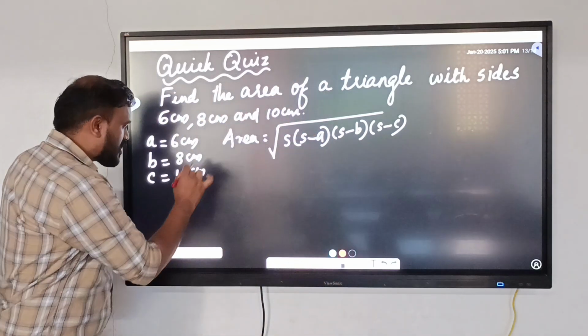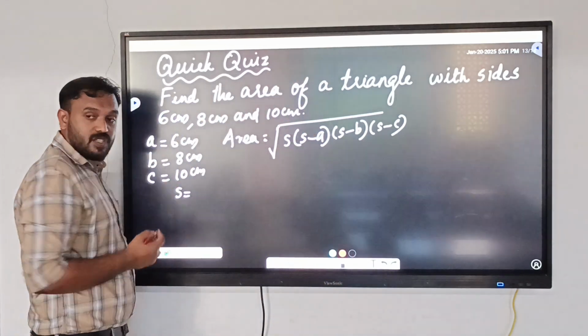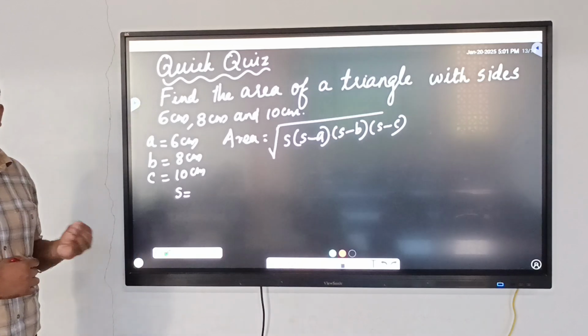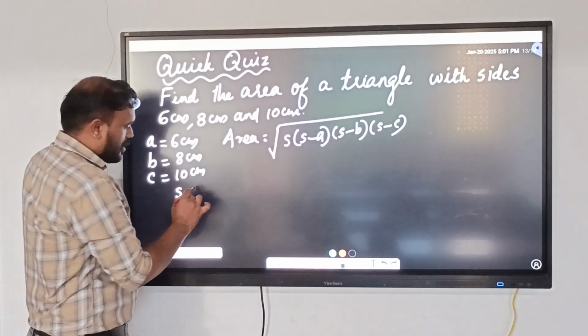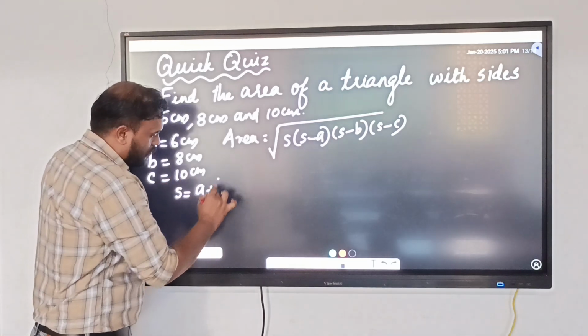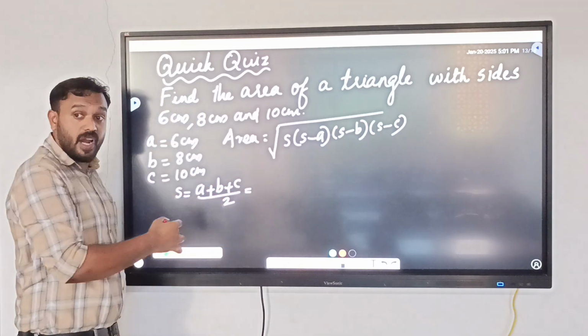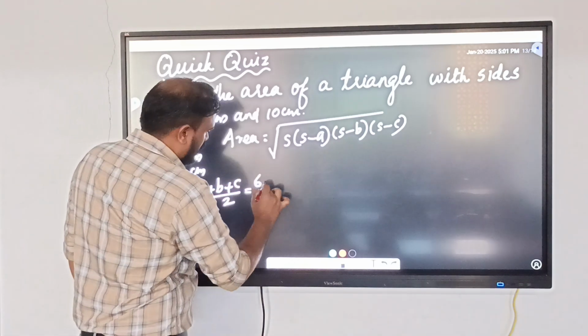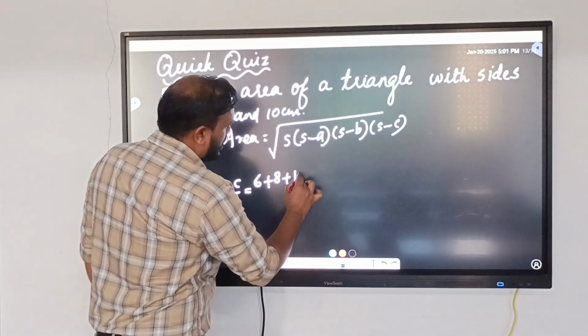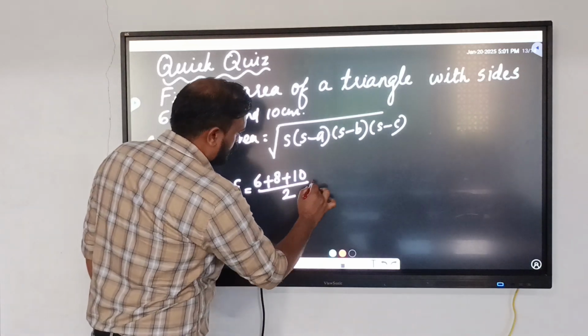So what will be that? First let us find what is s. What is the value of s here? Yes, a plus b plus c, all divided by 2. Means we have to add all the sides, is it? That is 6 plus 8 plus 10 by 2.